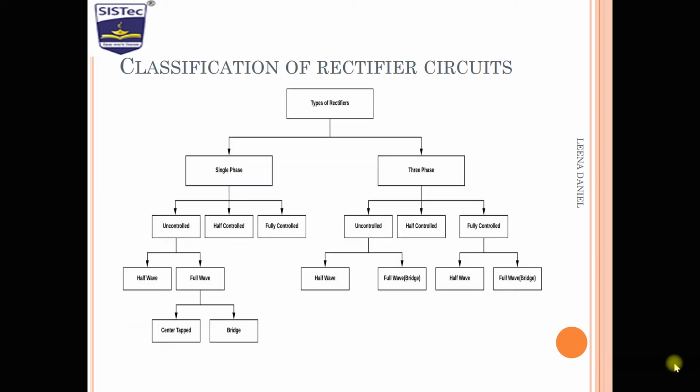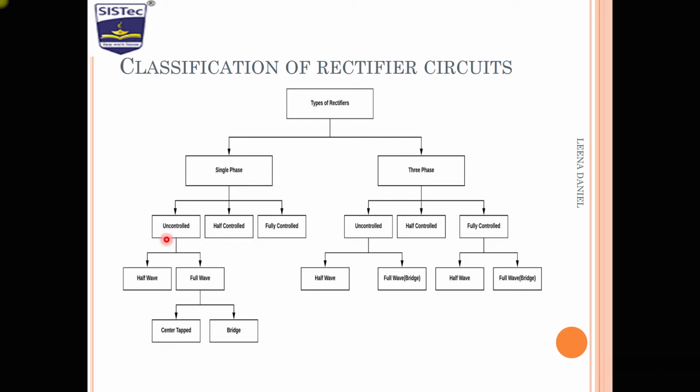What are converters? First, we take the rectifier. We know the definition of a rectifier, so I will just say a rectifier is a device which converts AC into DC. This is the chart for the classification of rectifier circuits. There are two types of rectifiers: one is single phase and the other is three phase.